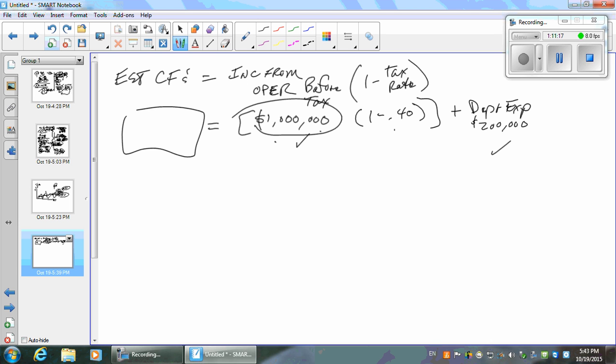What is this number, guys? It's 600 plus 200, isn't it? It's just 800,000. Okay, now we can value the assets. Let's value the assets. What would we do? What do we do to value the assets, everybody? This is really, really simple.